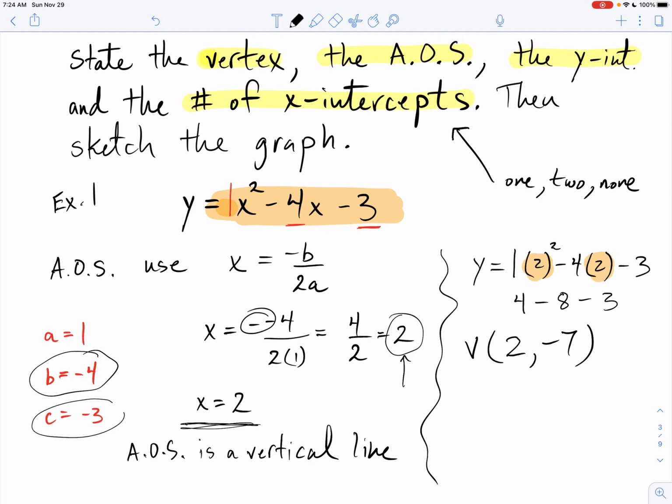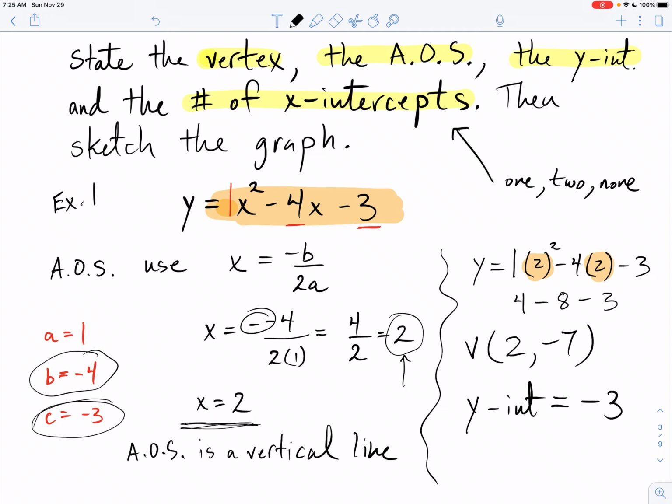So the c value is what would come out if I plugged in 0. I don't even have to do the work. If x was 0, 0 squared is 0. If x is 0, minus 4 times 0, that's 0. I'm always going to get out the c value. So the y-intercept in this format is always the same as the c value. So now I have all 3 pieces of the puzzle, and I can actually sketch this graph.